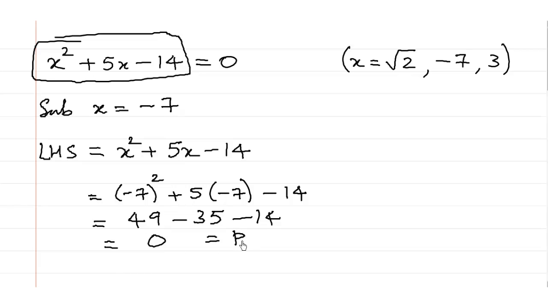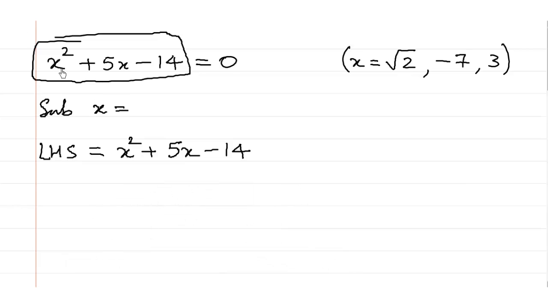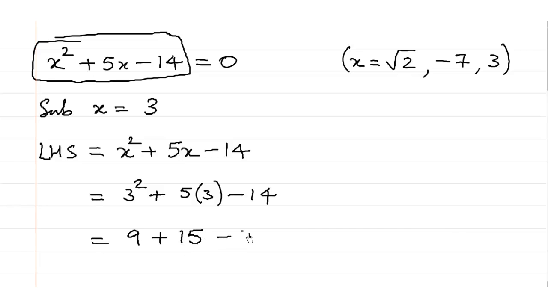So this is equal to the right hand side. So LHS and RHS are equal. So we can state that x is equal to minus 7 is the root of the given quadratic equation. Now let's substitute the last value, x is equal to 3. So LHS is equal to 3 square plus 5 into 3 minus 14. So 3 square is 9, 5 3s are 15 minus 14.